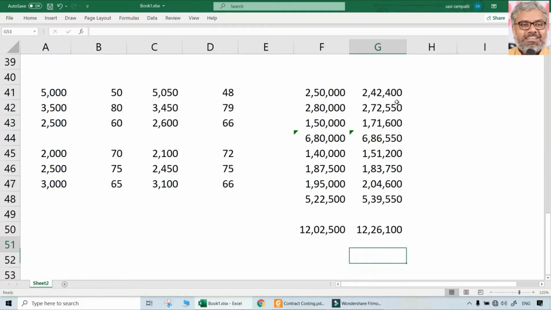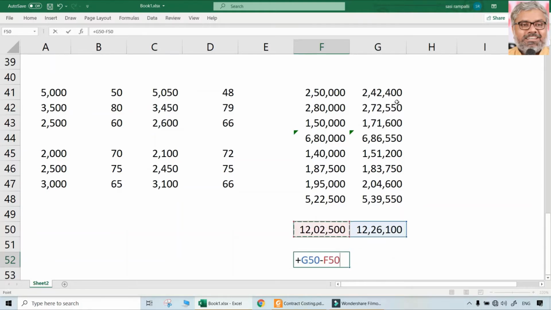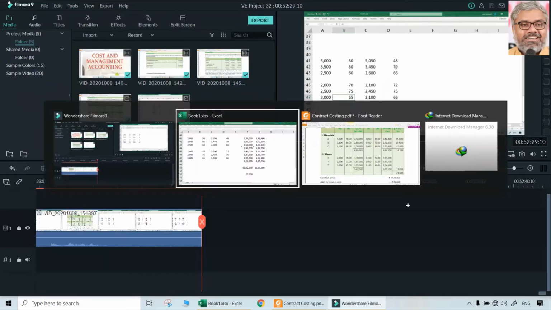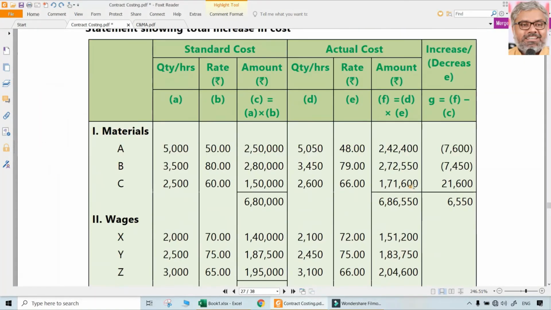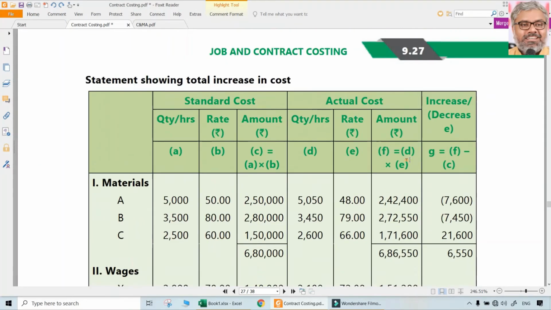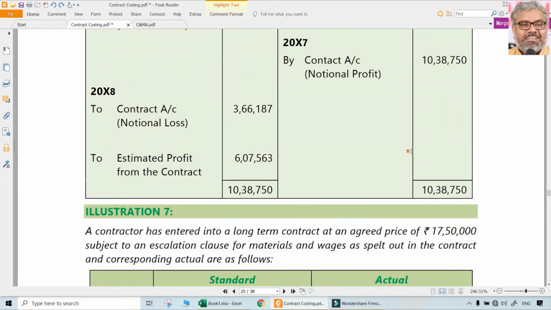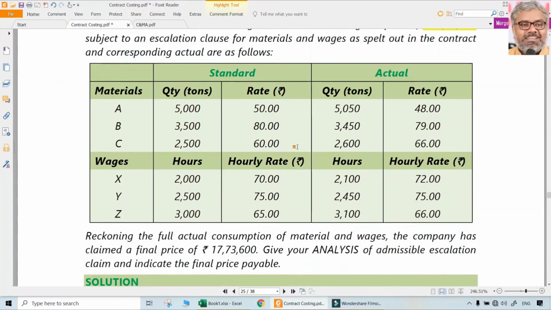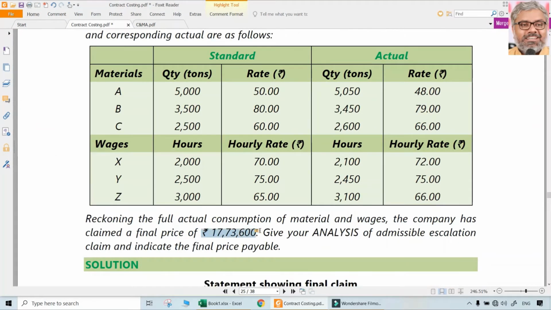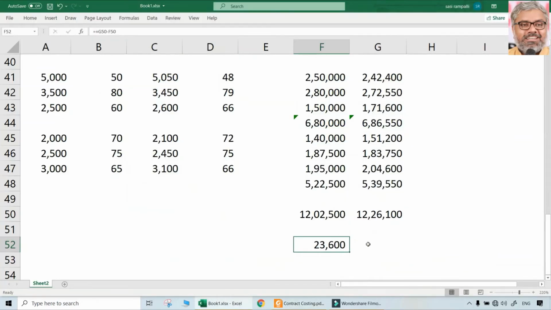So what is the difference here? In the total cost, that is 23,600. A 23,600 difference is there. And what was the original contract price? 17,50,000 was the original contract price. When 17,50,000 was the original contract price, and there is a difference of 23,600 in the total cost, what the contractor claims is, boss, I need 17,73,600 because you have to compensate me for this additional cost of 23,600.